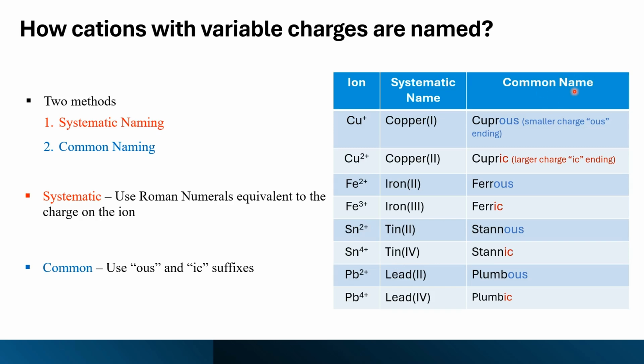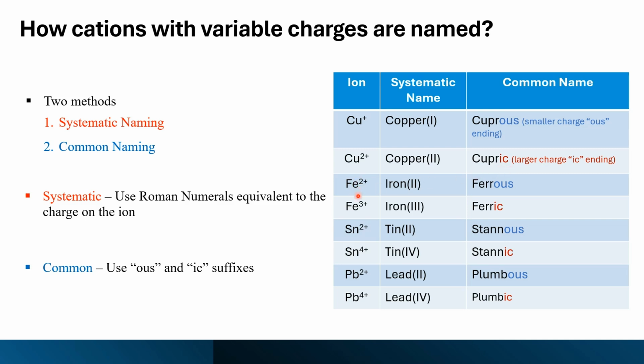What is the common name? The common name is not the element name, so you need to practice common names. Copper +1 we name by adding the OUS suffix, cuprous. Cu2+ we name by adding the IC suffix, cupric. So here you can see a pattern, +1, +2. The smaller charge we always name by adding the OUS suffix. The larger charge we add the IC suffix.